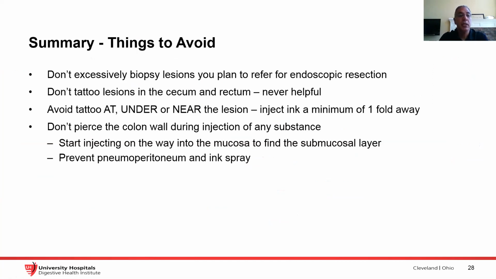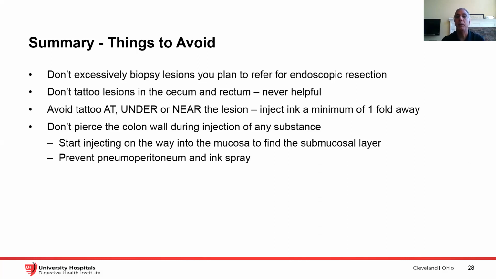Things to avoid: don't excessively biopsy lesions you plan to refer for endoscopic resection. Don't tattoo lesions in the cecum or rectum. It's never helpful. We always know where the cecum is. We always know where the rectum is. And if they end up having surgical resection of the rectum, those tissue planes are much more difficult to work with. Avoid tattoos in general at, under, or near the lesion.